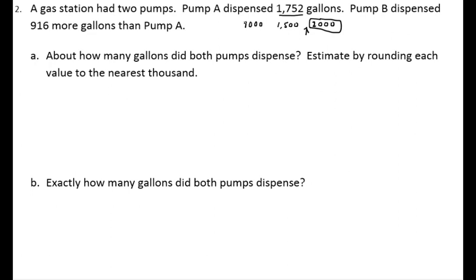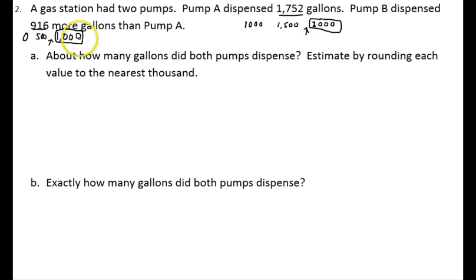Pump B dispensed 916 more gallons than Pump A. Well, here I'm under 1,000. So if I'm rounding to the nearest thousand, my answer choices would be 0 and 1,000. The halfway point, or the midpoint, is 500. Since 916 comes after the midpoint, that amount will round to 1,000.